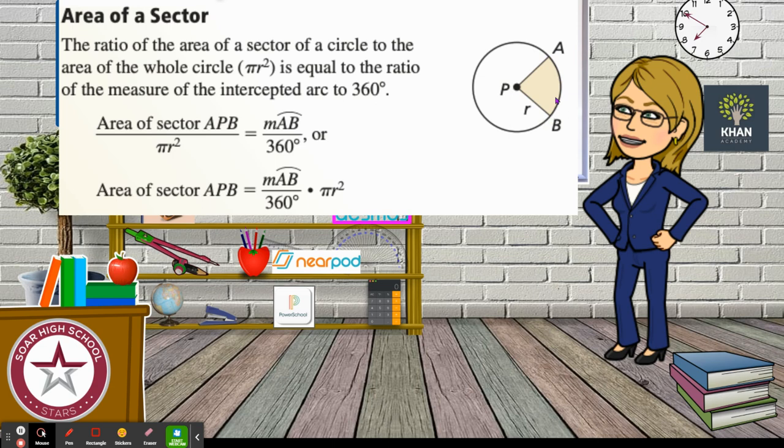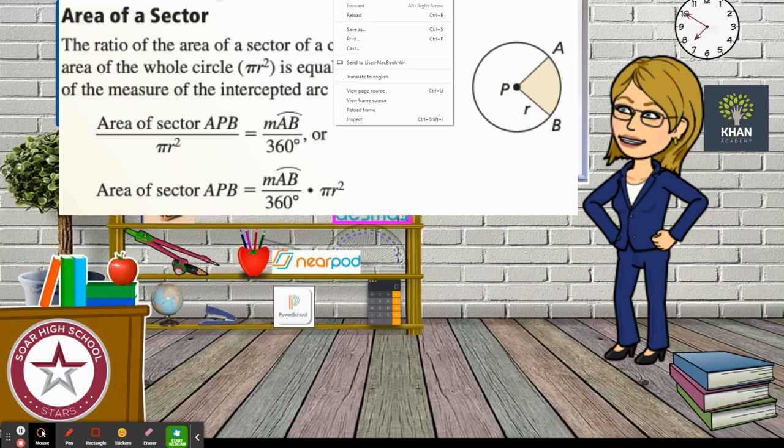Okay, we have the radius. This is the minor sector, and then we have the larger major sector over here that is in the white. So the area of sector APB, that's this one right here, divided by pi r squared equals the measure of arc AB divided by 360 degrees. Or you could just say the measure of arc AB divided by 360 times pi r squared is going to equal that. And that's all your notes for chapter 11.2.